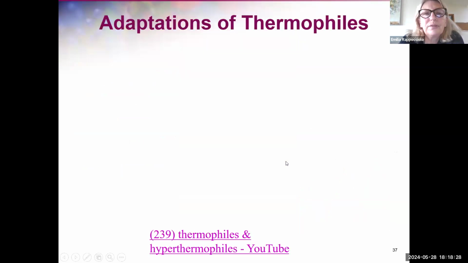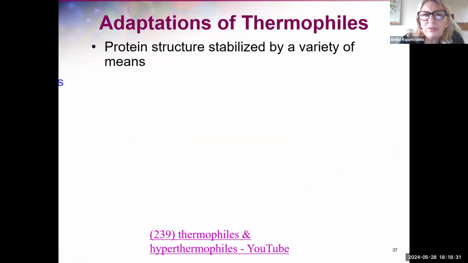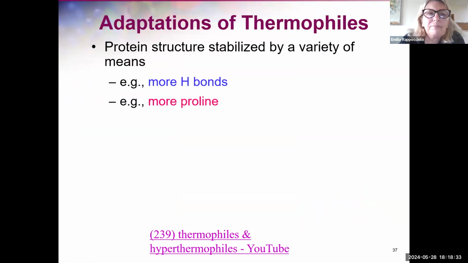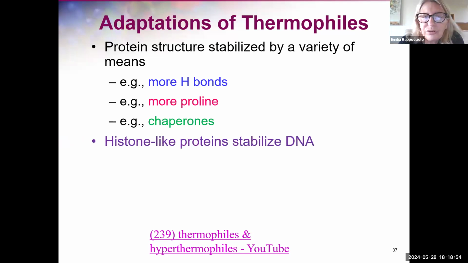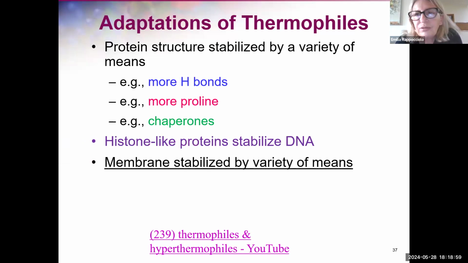It's not important. How do they adapt? How do the thermophiles adapt? Well, you have stabilization of proteins so that they don't get denatured so easily. And it could be more hydrogen bonds, more prolines in the protein structure, chaperones, as we said. You have histone-like proteins stabilizing the DNA containing more G's and C's than A's and T's because it's a more stable molecule.